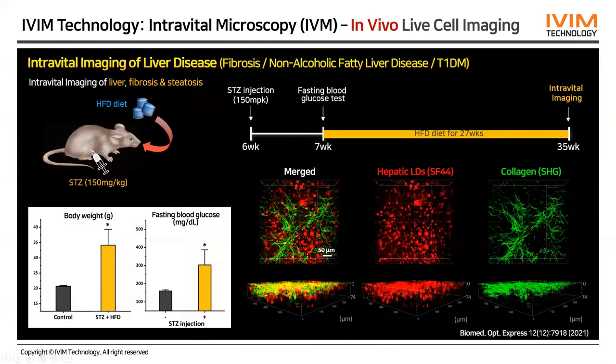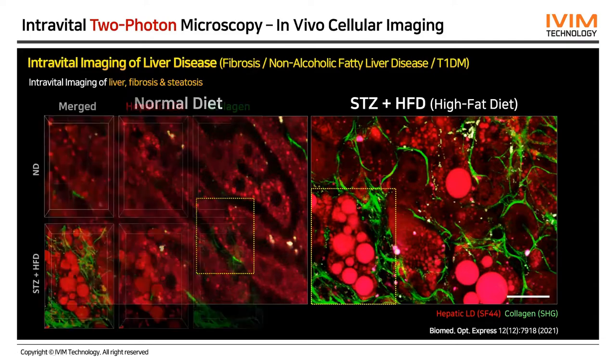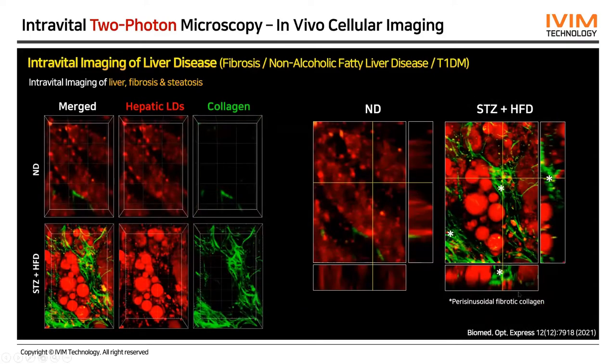So this two-photon microscope can be a very useful tool to monitor the progression of fibrosis in the live mouse model. In this example, compared to normal liver, you can clearly see the increased collagen deposition in the liver of this liver fibrosis mouse model. And of course, because we have GSTAG images, you can distinguish this 3D structure inside the liver.